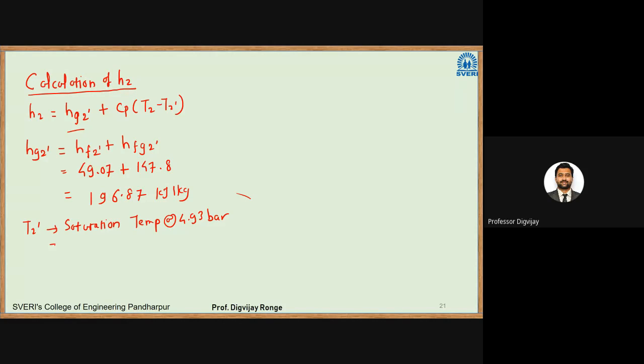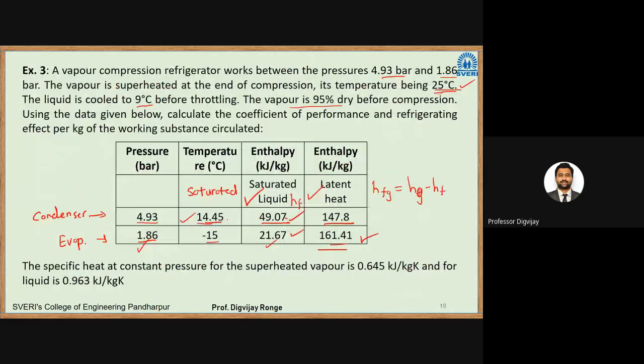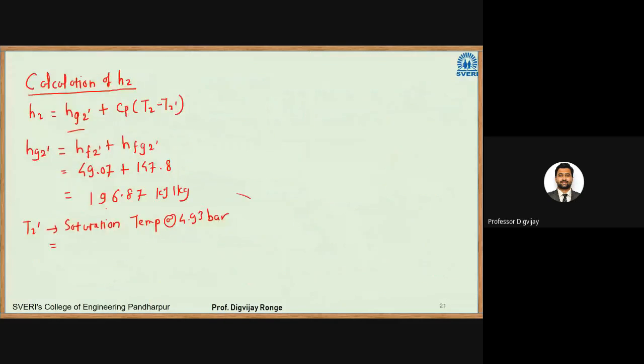बार किती दिले त्यांनी, सॅच्युरेशन टेम्परेचर 4.93 बारचं सॅच्युरेशन टेम्परेचर आहे 14.45. ठीक आहे. 14.45 and temperature at point 2 after compression, that is also given in this case, that is 25 degrees Celsius, or I will take 298 Kelvin. Kelvin मध्ये केलं किती होईल, plus 273, so that will be 287.45 Kelvin. ठीक है.